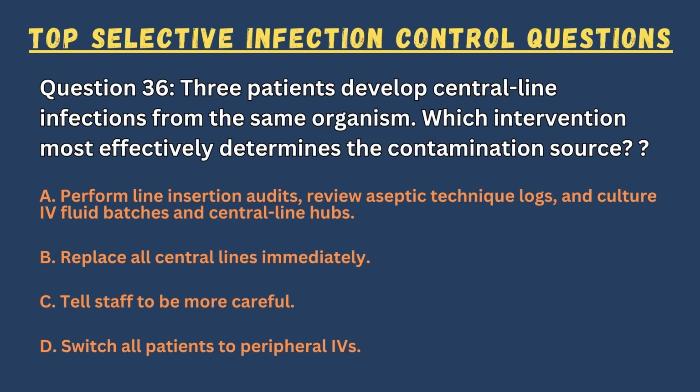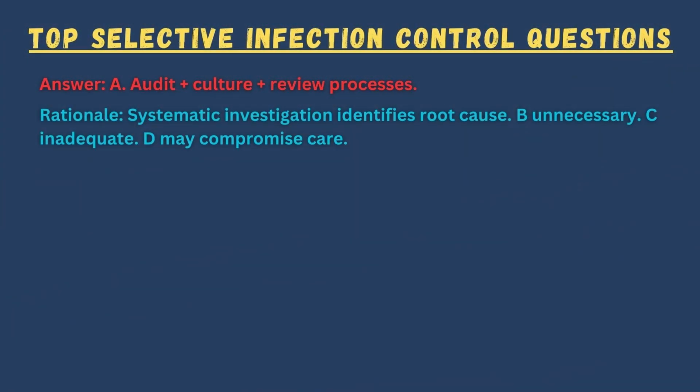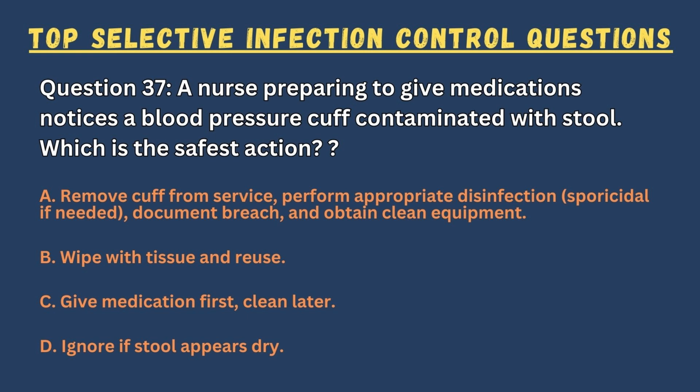B. Replace all central lines immediately. C. Tell staff to be more careful. D. Switch all patients to peripheral IVs. Answer. A. Audit plus culture plus review processes. Rationale. Systematic investigation identifies root cause. B. Unnecessary. C. Inadequate. D. May compromise care.